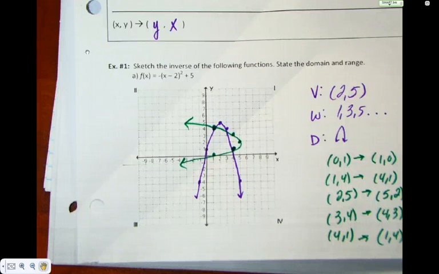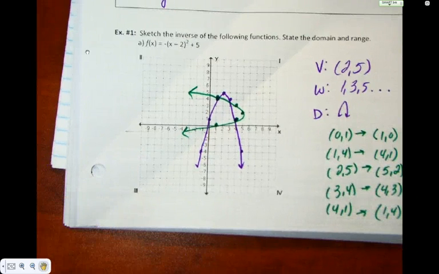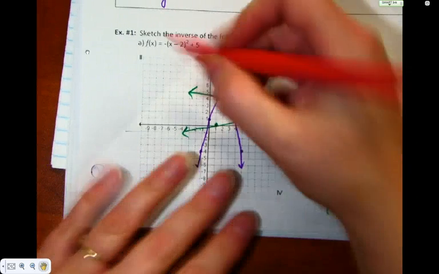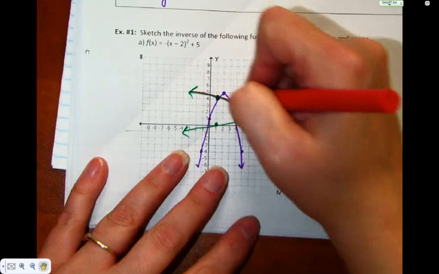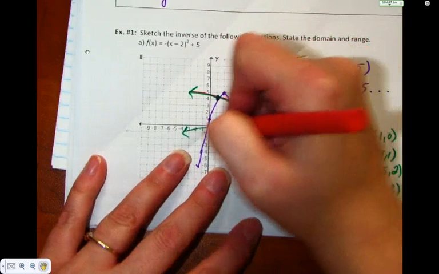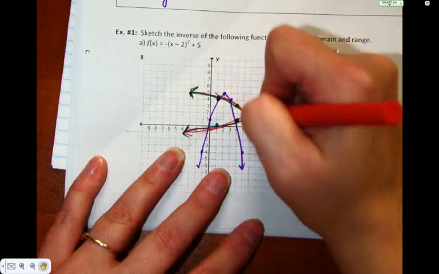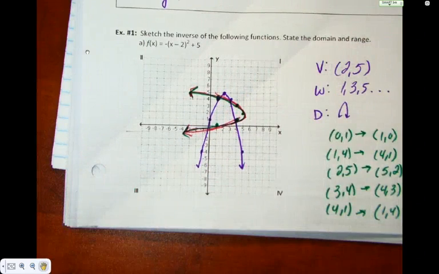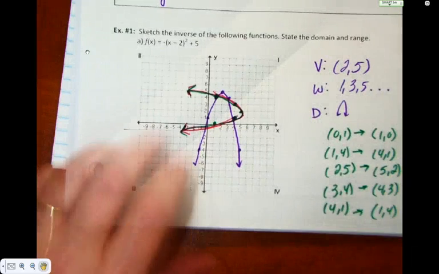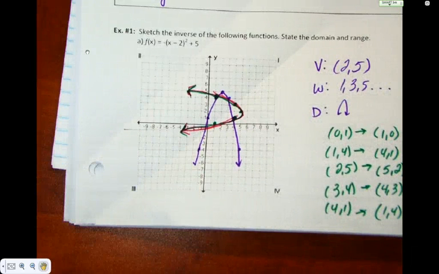I should have done it in red. Nobody stopped me. Now it's like a Christmas parabola. Yeah, and the vertex will go back onto the original vertex.